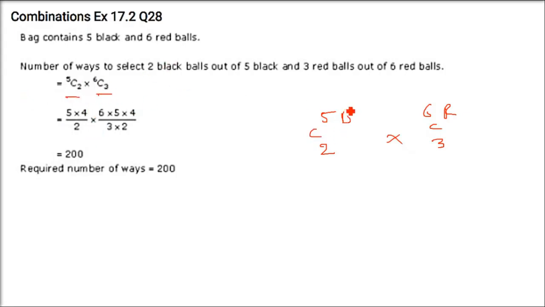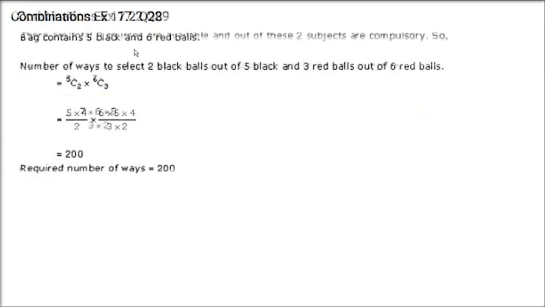3 red balls from 6 red balls and 2 black balls from 5 black balls. Just multiply them. 200 will come.